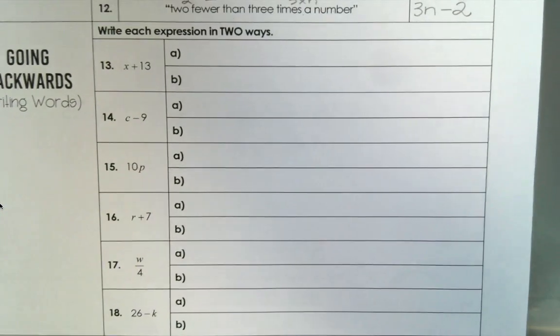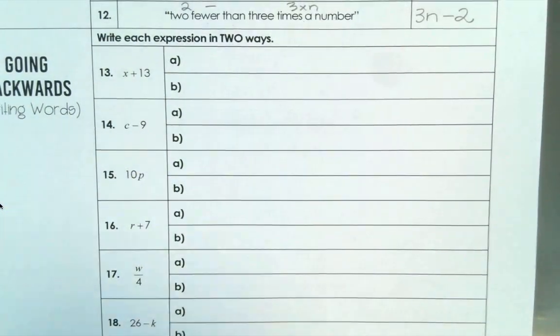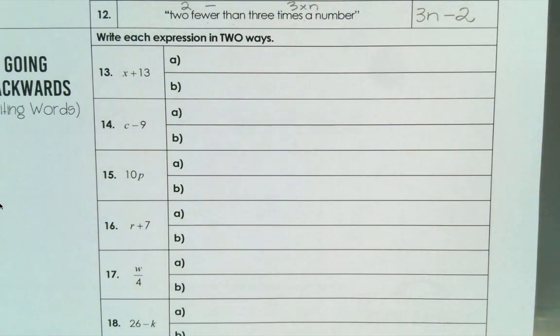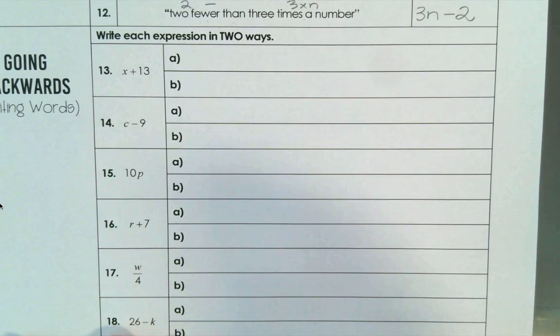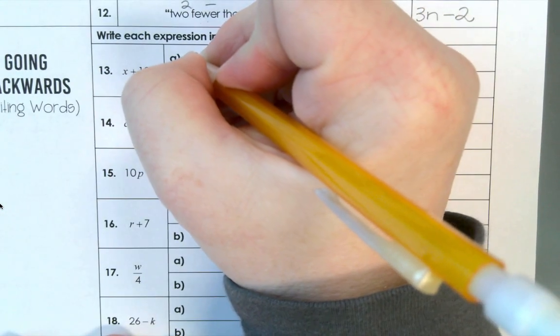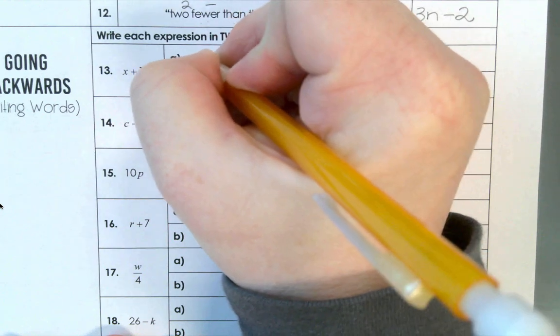So now we're not solving. You have to write the expression in 2 ways. Look at the first side of your paper. I have x plus 13. Every time we have a variable, we're just going to say a number.